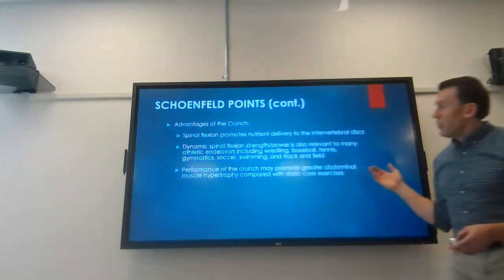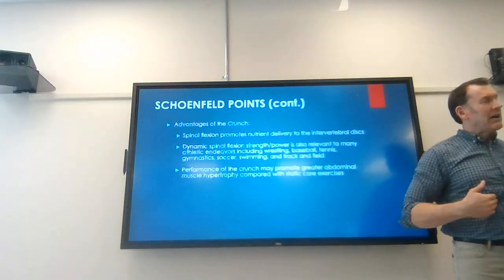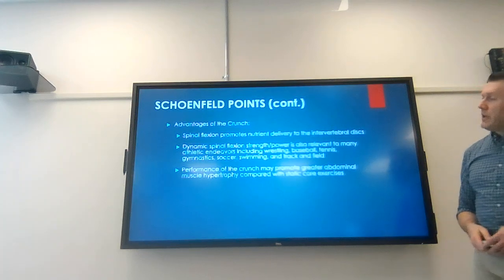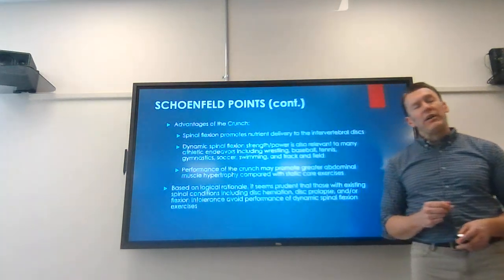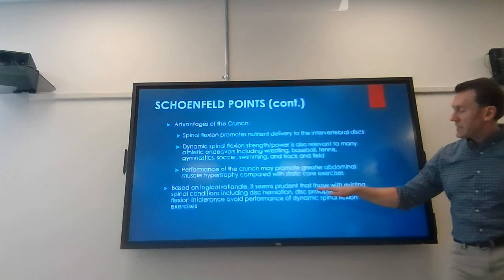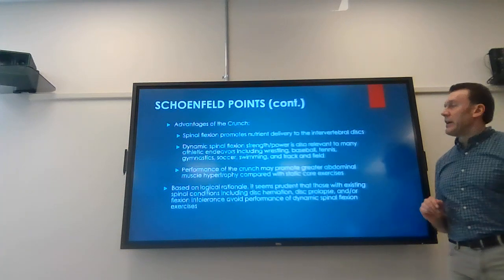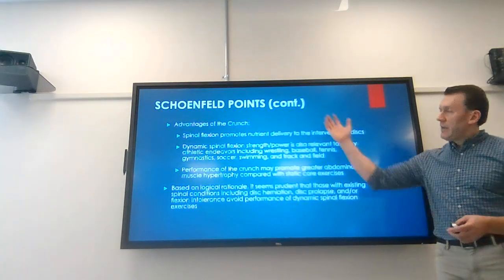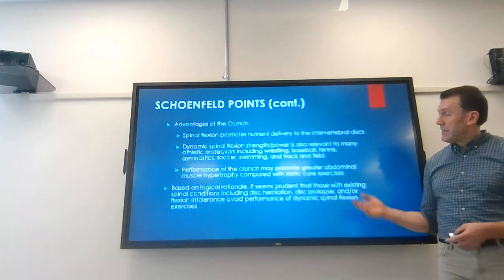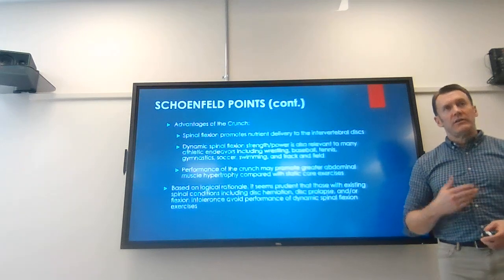And then performance of the crunch may promote greater abdominal muscle hypertrophy. So if you're really looking for that nice six-pack with a little bit of mass in there, then a loaded crunch might be indicated. He does point out at the very end of his point that it seems prudent those with existing spinal conditions, including disc herniation, disc prolapse, and or flexion intolerance, avoid performance of dynamic spinal flexion exercises. So basically just coming down, yeah, there are some benefits, but you have to look at the context. So if the individual has a history, then it's probably prudent to steer away and go with a more static type of exercise for the anterior core.